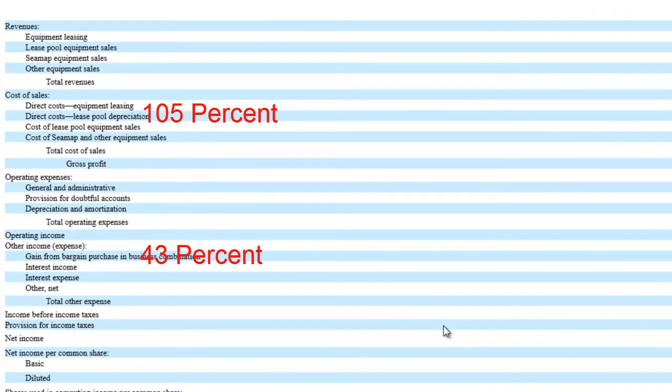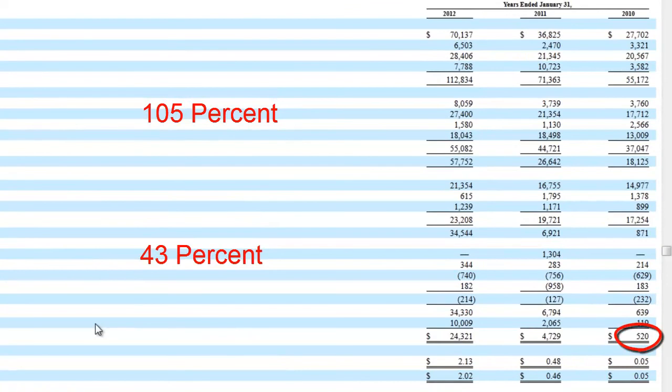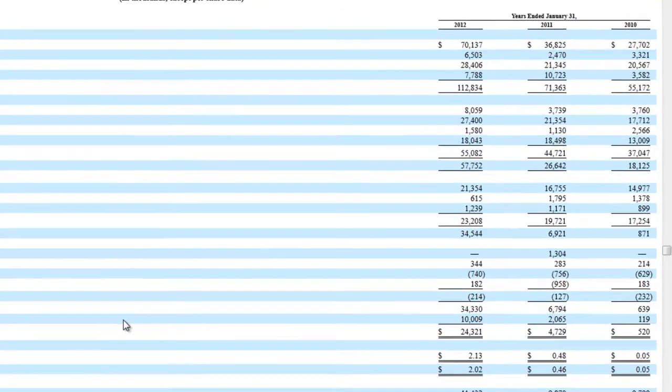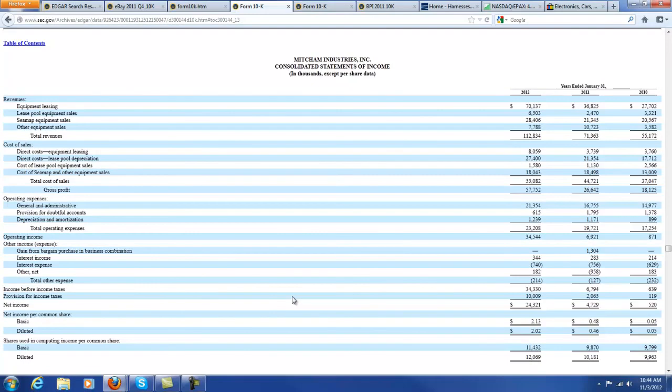It went from $520,000 to $24.3 million during the same period. This is an increase of almost 5,000%, while revenues only increased by 100%. So this is the power of operating leverage. And here's the reason why Mitcham Industries benefits from operating leverage.